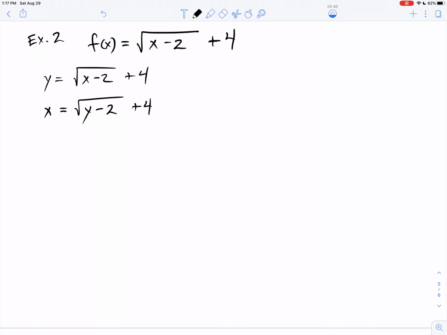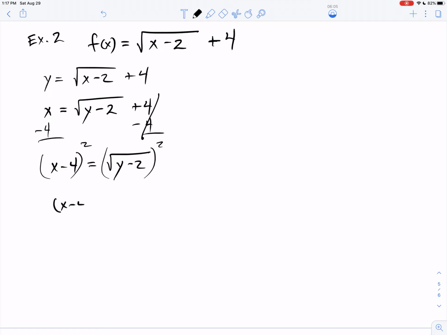And I am going to solve for y. So I'm going to get this by itself. And I'm going to say x minus 4 equals the root of y minus 2. And then to get rid of a square root, I've got to square this. So I better square that. And then I'm going to say, this means I have (x minus 4) squared equals, over here I got y minus 2. I'm going to add the 2.